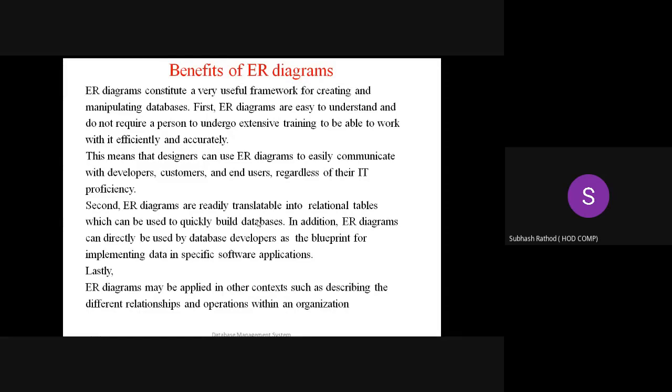So you should follow the steps for drawing the ER diagram for MMIT, for the organization, for the library system, for the banking system, airline reservation system, and many other organizations. A question may arise: what is the benefit of the ER diagram? You should be straightforward, state and explain the benefit of the ER diagram.